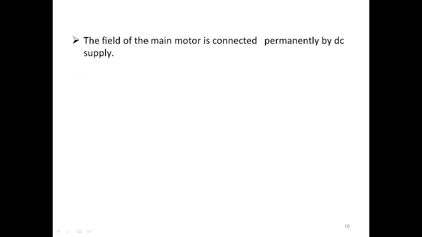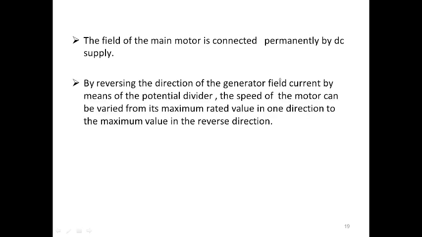Here the field of the main motor is connected permanently to the DC supply, that is the DC generator. By reversing the direction of the generator field current by means of a potential divider, the speed of the motor can be varied from its maximum rated value in one direction to the maximum value in the reverse direction. That is, we are varying the speed of the motor by varying the field.